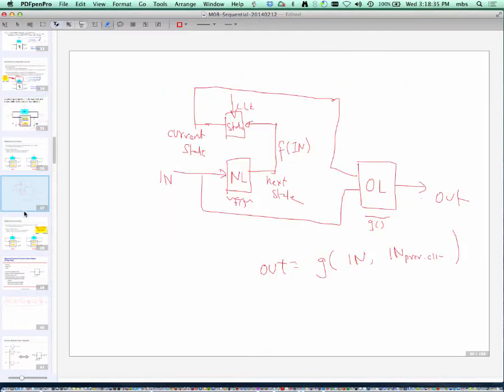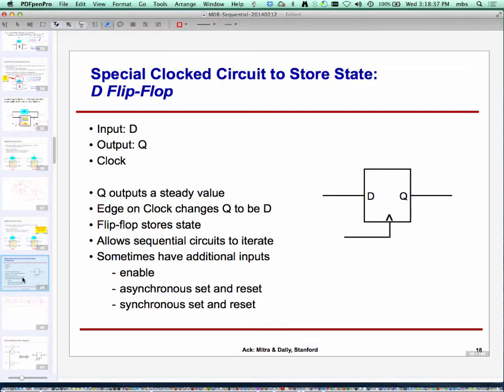Okay. So now the one part we haven't covered is what is that magical state block, right? I kind of said, okay, it only updates at the clock edge. We haven't seen any circuits thus far which have that kind of property. We don't know how to implement those. So let's talk about that.